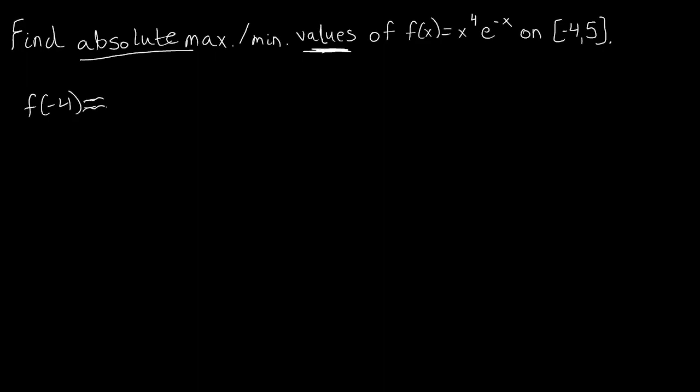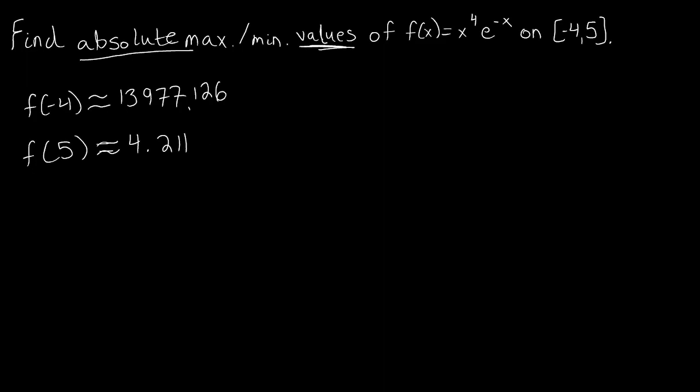It works out to be approximately, those are horrible approximations, those look like birds. Let me erase this. So f of -4 evaluates to be approximately 13,977.126, to three decimal places. Similarly, we're going to evaluate f of 5, because that's our other endpoint, and f of 5 works out to be approximately 4.211. So we have something as large as 13,977 and something as small as 4 that we're dealing with right now.